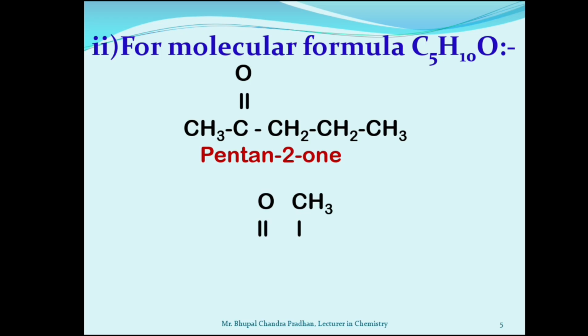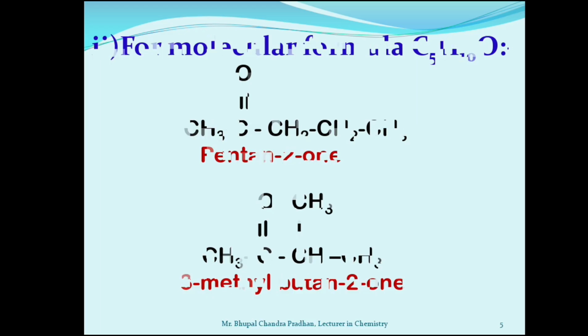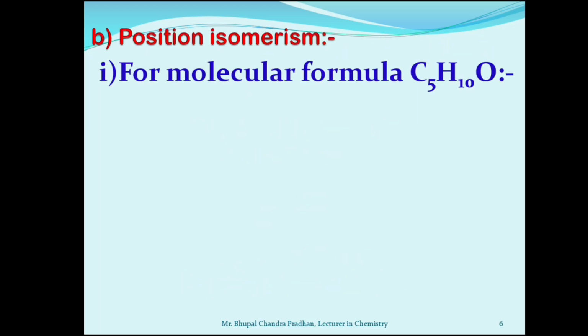This also can be represented in another way: CH3COCH(CH3)CH3. Here the main chain contains only 4 carbon atoms. 1 carbon atom comes in the side chain and is present at the third position. 3-methylbutan-2-one is its IUPAC name. There are different structures written for the same molecular formula C5H10O.